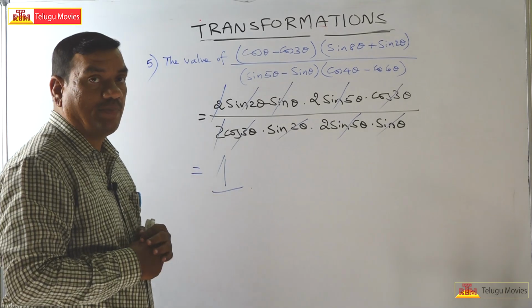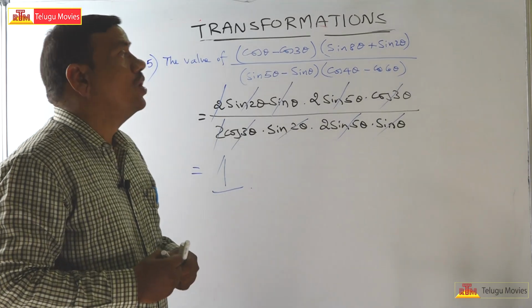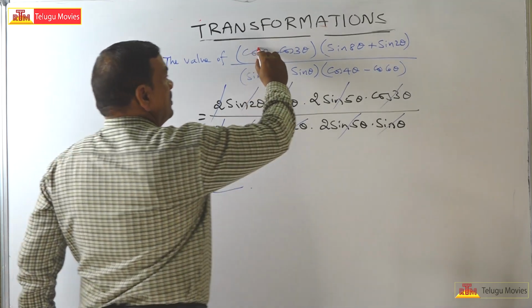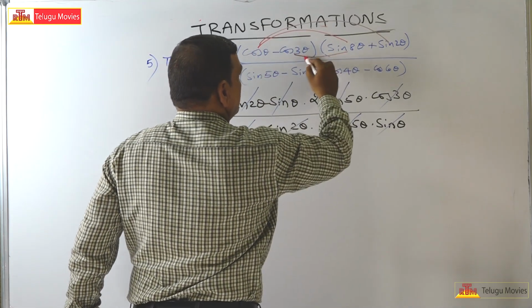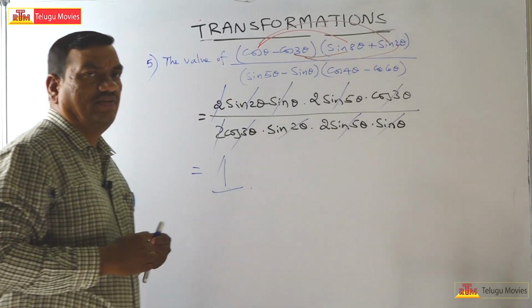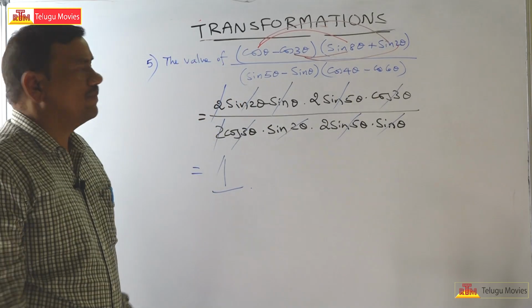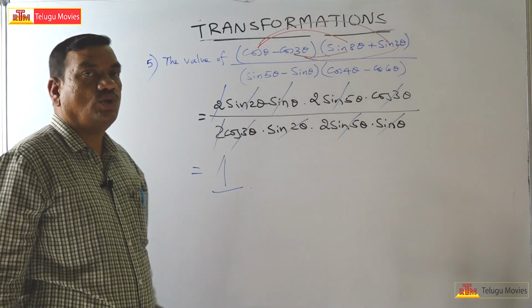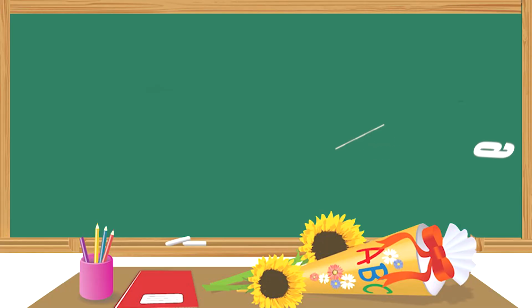Now why I am explaining this problem is, don't multiply like this. Generally students start multiplying this and this and this and this. If you do that, the problem will become difficult. Okay, I hope you understand this solution. Let us go for the next problem.